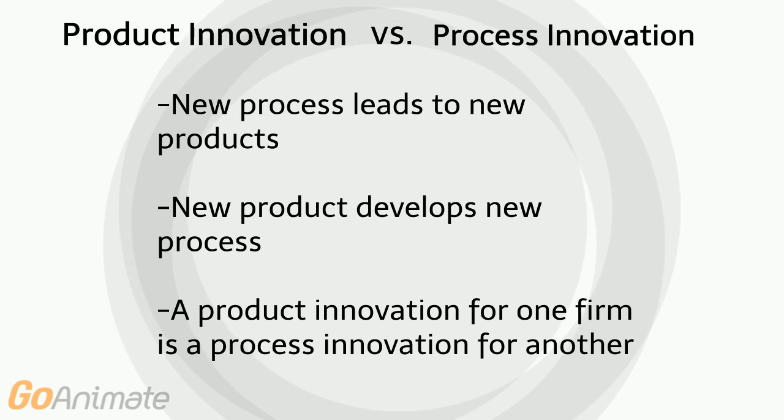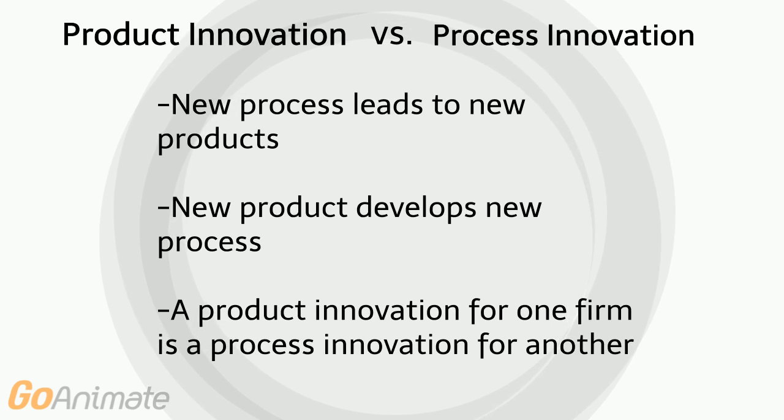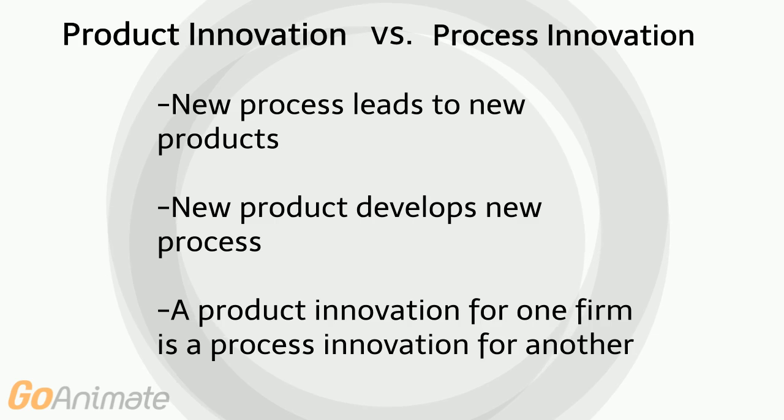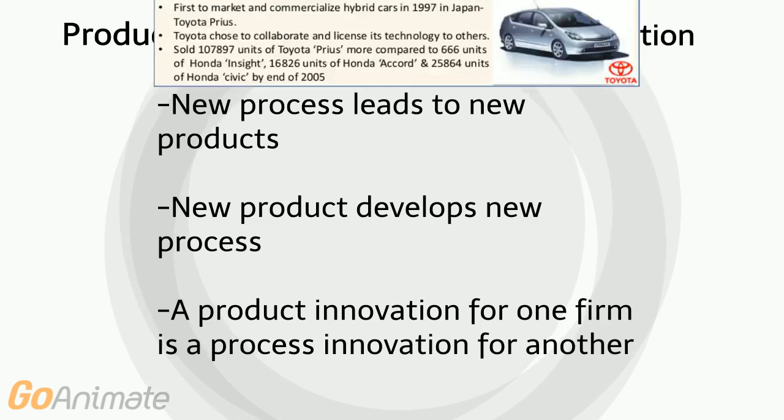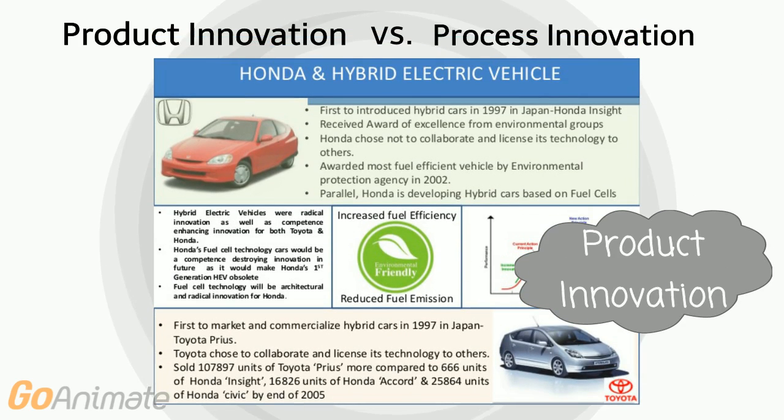New processes may enable the production of new products. New products may develop new processes. And a product innovation for one firm may simultaneously be a process innovation for another. A typical example of product innovation is Honda's development of a new hybrid electric vehicle.